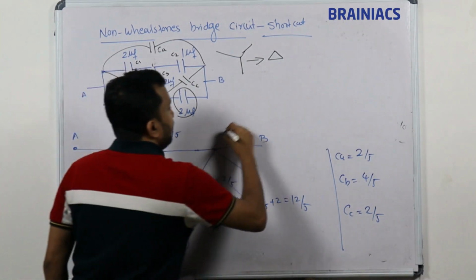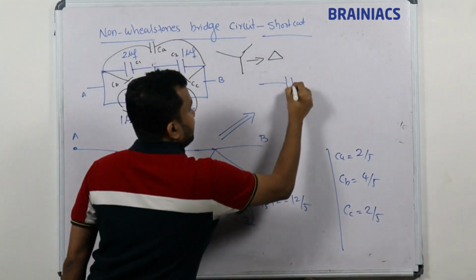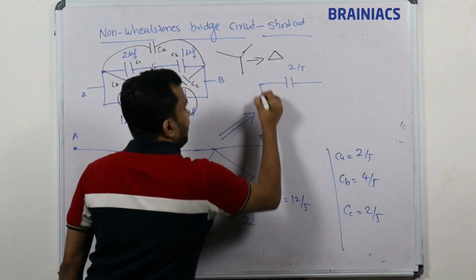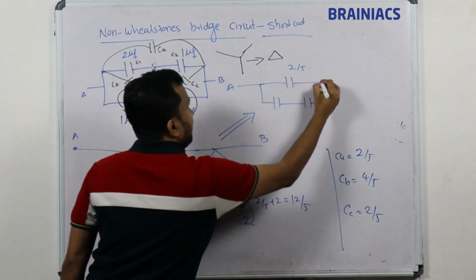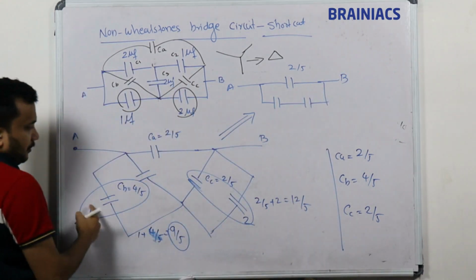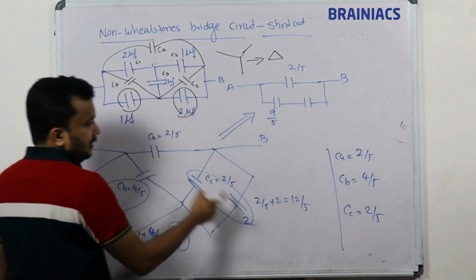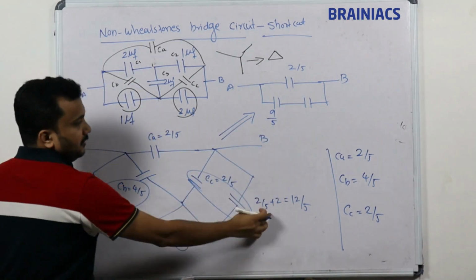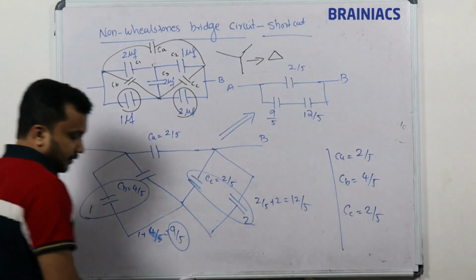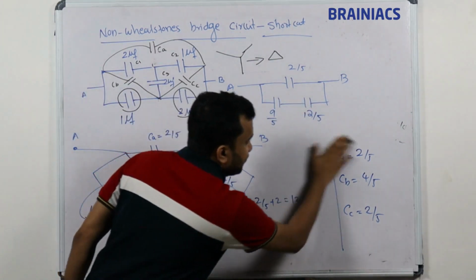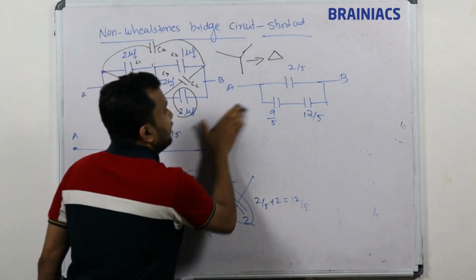Now from this I am drawing the equivalent circuit here. The top capacitance is nothing but 2 by 5 and I have another capacitor. This is A and this is B. What is the bottom one? The bottom one, all together, is 9 by 5. And here is the next one. So this is 1 and this is 1. So the next one is 12 divided by 5. This is my circuit. Now again, as I told, I need some space, so to clear the space. Now this is my final circuit.